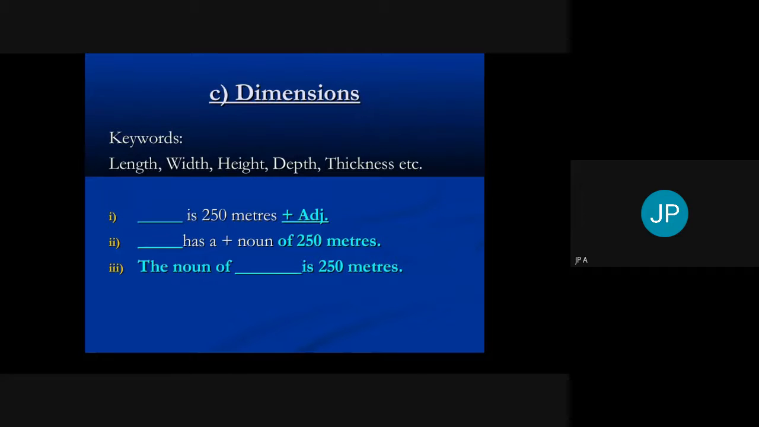That is called material. And the second characteristic is what is its shape?